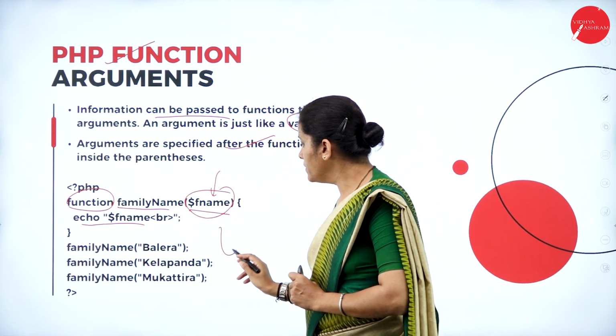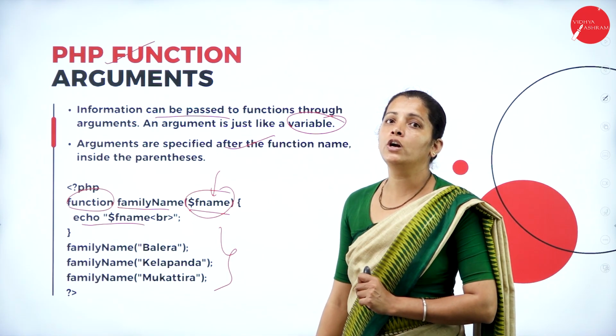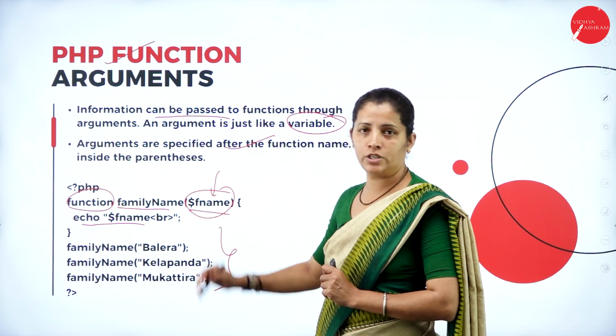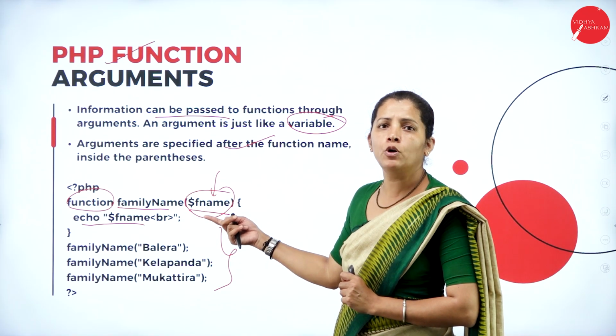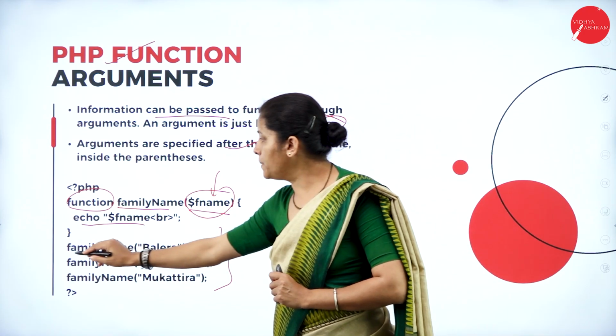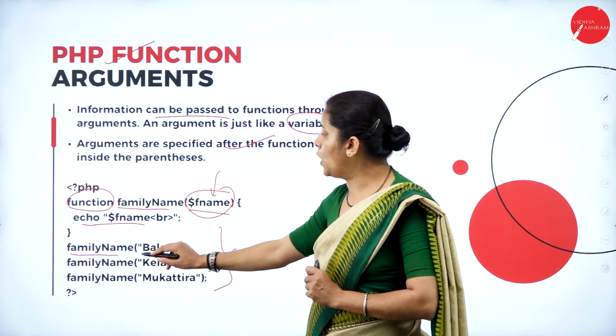Now see here, I'm calling the function. Without calling the function, I cannot execute the function. If I want to trigger a function, I have to call it. So what is my function name? Family name, and I'm passing the argument.